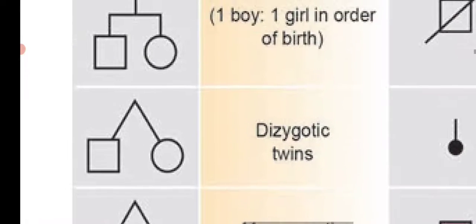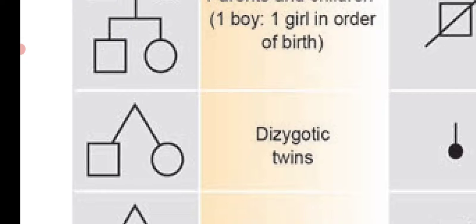Dizygotic twins develop from two separate eggs and two separate sperms. Here it may be either both male, or both female, or one male and one female. So that is called dizygotic twins. Most probably in dizygotic twins, it is one male and one female.